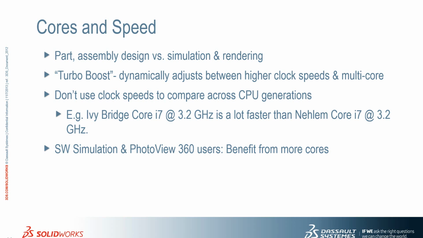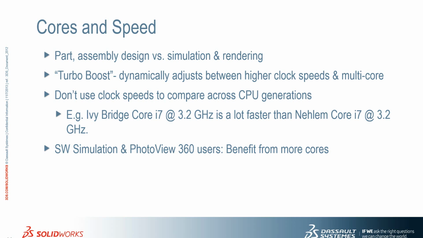Clock speeds again. Parts, assembly and designs are normally suited for single core use, which go very quick, whereas simulation and rendering normally benefit from multi-core setups. So by using turbo boost, which dynamically adjusts the speed through the core, you can get the best of both worlds.